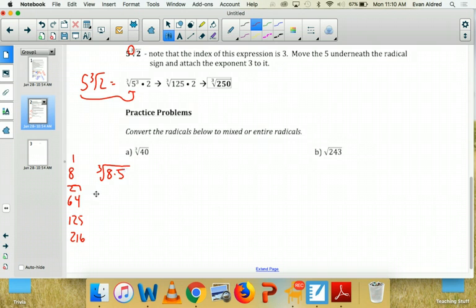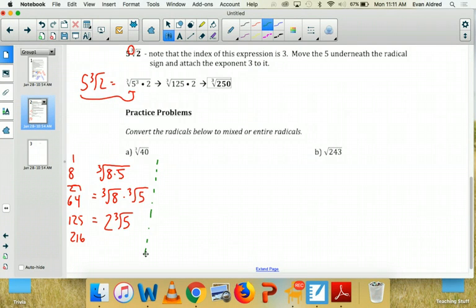This is the same as saying the cube root of 8 multiplied by the cube root of 5. So we've pulled out a value that we can simplify. We can simplify cube root of 8. Cube root of 8, of course, is 2. And then we can't do anything with the cube root of 5, so that just remains as is. So 2 cube root 5 would be cube root of 40 written as a mixed radical.